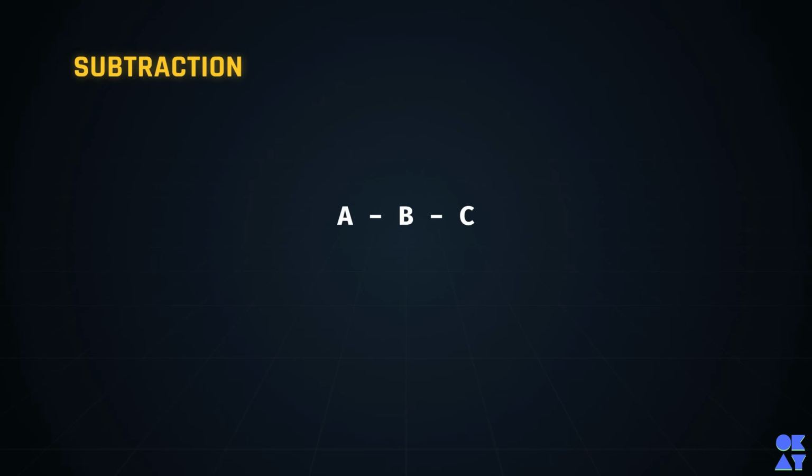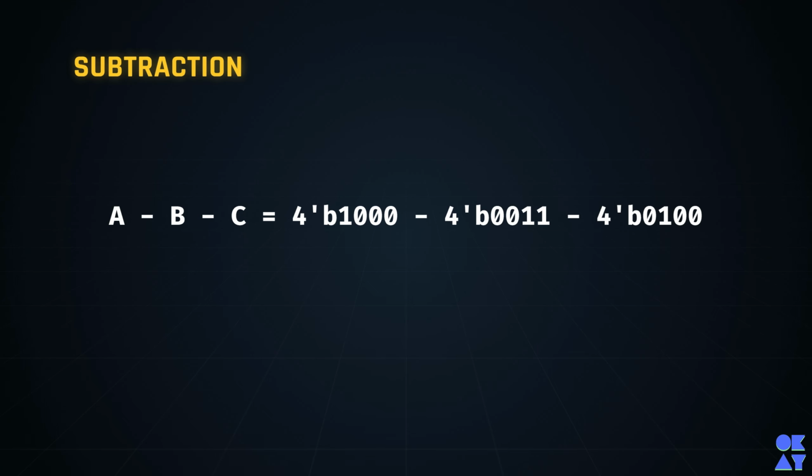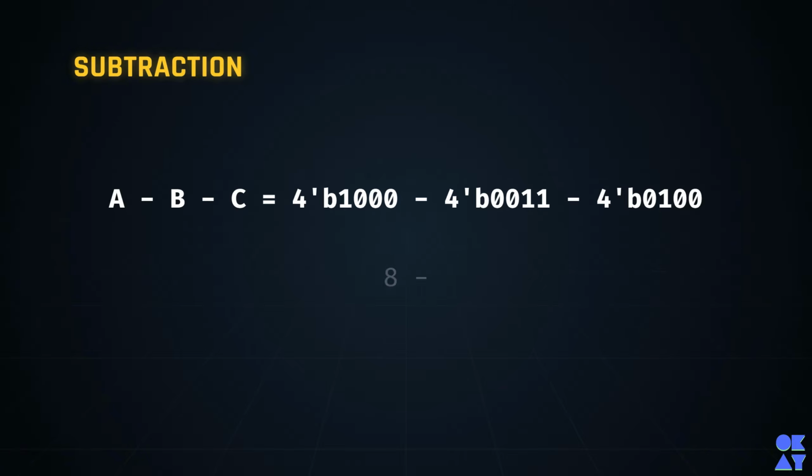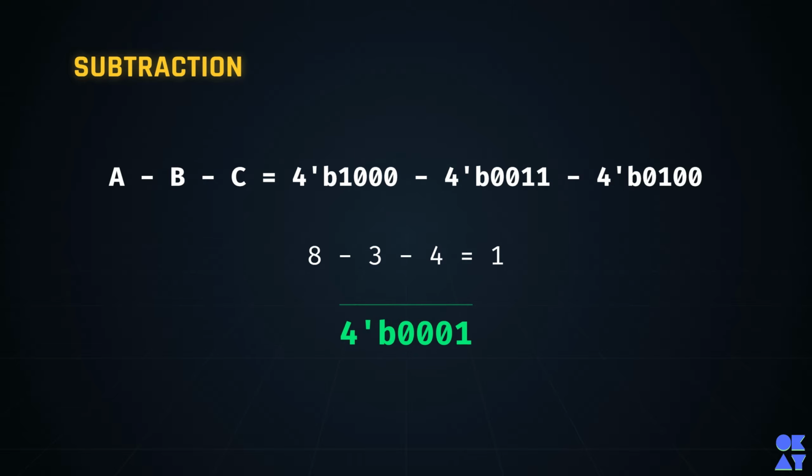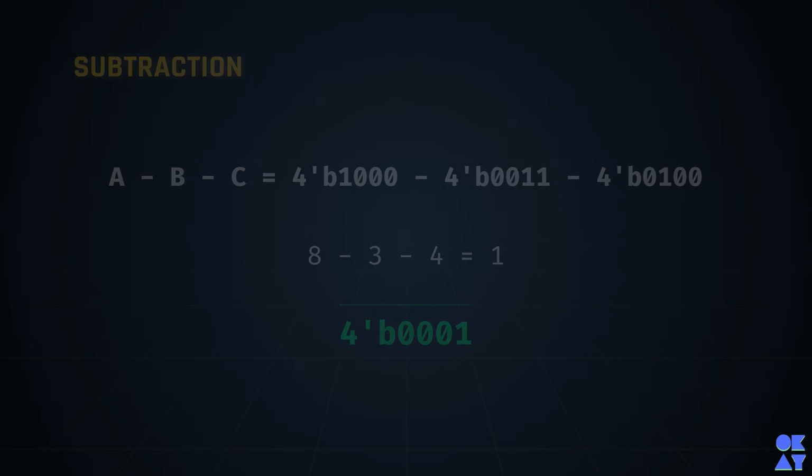Subtraction. A minus B minus C. So 4'b1000 minus 4'b0011 minus 4'b0100. That is, 8 minus 3 minus 4 equals 1. In binary, 4'b0010. So the result is correct for a 4-bit variable.